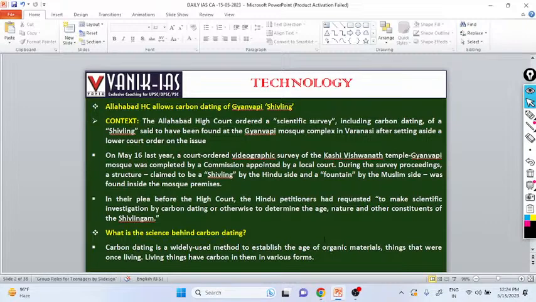So the first topic that we take is: Allahabad High Court allows carbon dating of the Gyanvapi Sivalinga. The Gyanvapi Masjid, so there is a trace of the Sivalinga. There is confusion, an allegation that a temple was there before the mosque was created by destroying the temple. And as a number of Sivalinga are discovered from there, the controversy is gaining prominence. Fine.